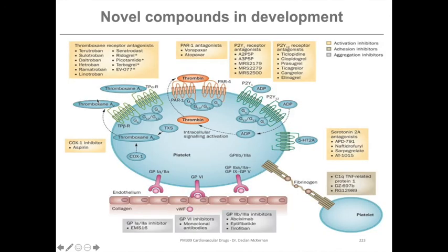So this is a very active area of drug development in the last decade in particular, and this slide gives you an idea of the number of new compounds and targets that are recently or are currently in development.